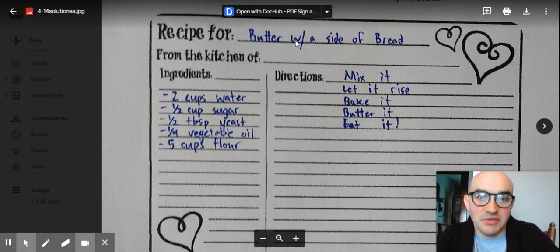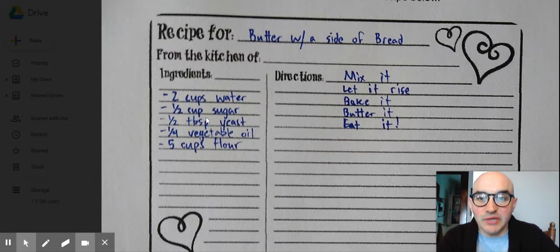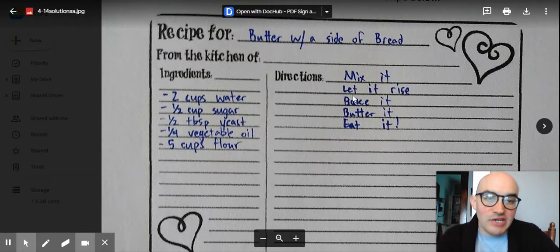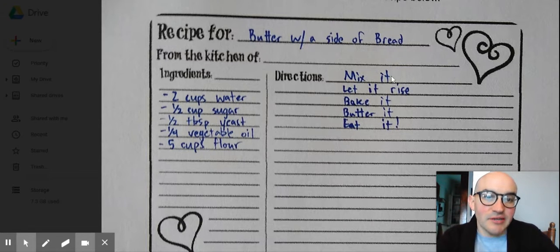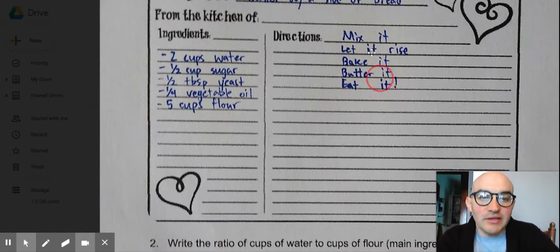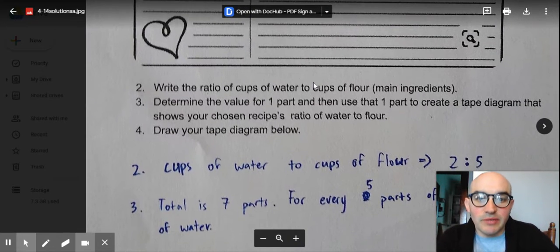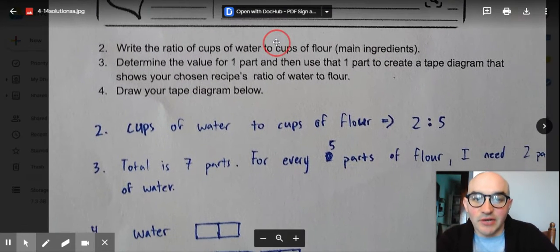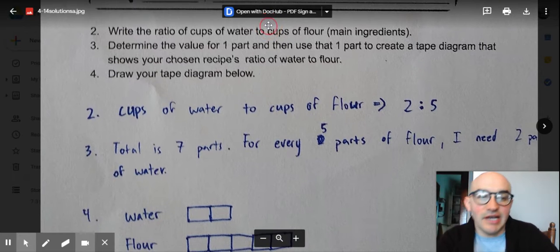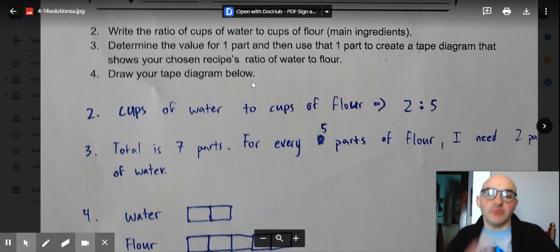I found this recipe for butter with a side of bread. I thought that was an amusing title, so I went with it. So here I jotted down my ingredient list. My directions, I kind of phoned it in. You can see there: mix it, let it rise, bake it, butter it, eat it. Not so worried about the directions. We're not really worried about learning how to cook in math in 6th grade. We're mostly just thinking about how to use a recipe usefully.